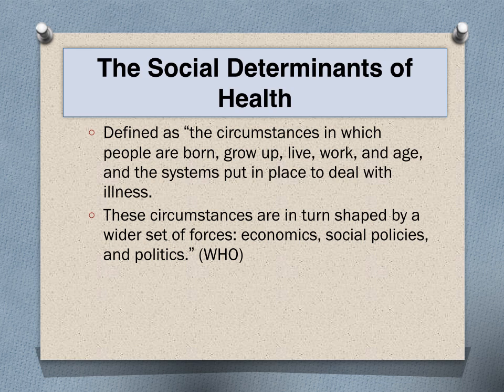These social determinants of health are included in these factors of influence. It's defined as the circumstances in which people are born, grow up, live, work, and age, and the systems put in place to deal with illness. And these circumstances then are in turn shaped by a wider set of forces: economics, social policies, and politics. And this definition, this description of social determinants of health comes from the World Health Organization. That's what WHO stands for.